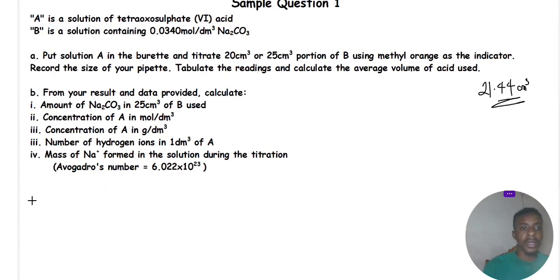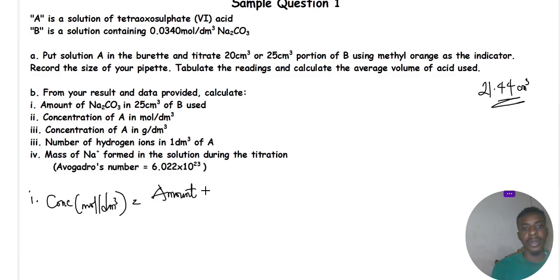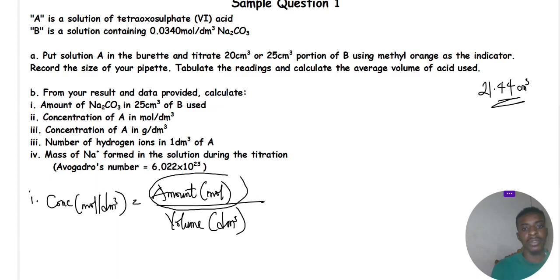Now when you want to do this, you use this simple formula, which is concentration in mole per dm cube. Concentration is equal to amount. This is the formula for concentration: amount in mole over volume of solution, volume in dm cube. Okay, so we want to calculate the amount of sodium carbonate.